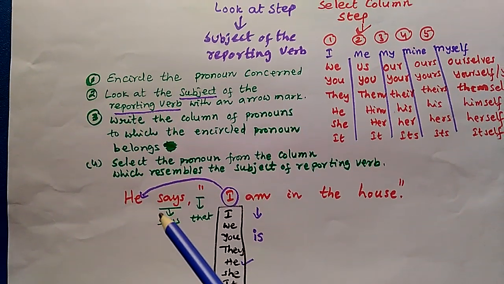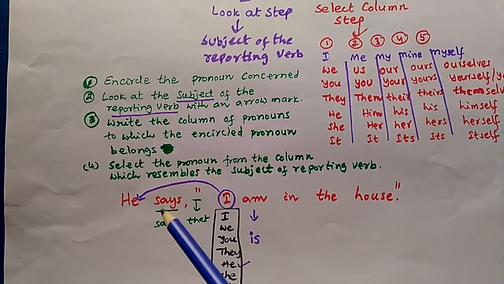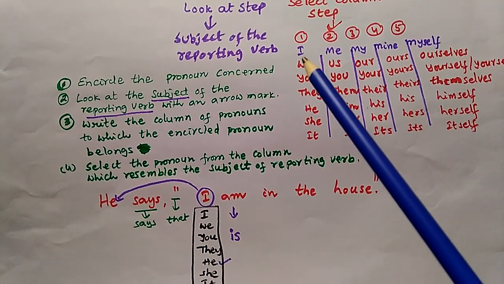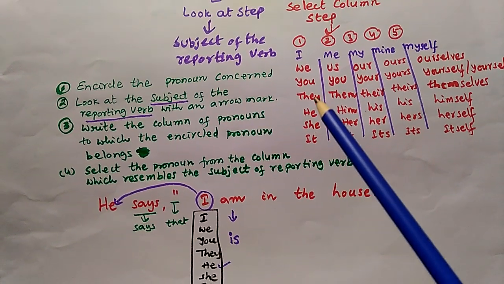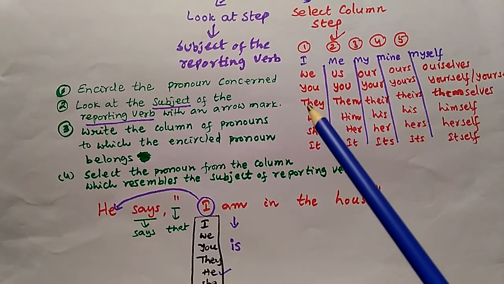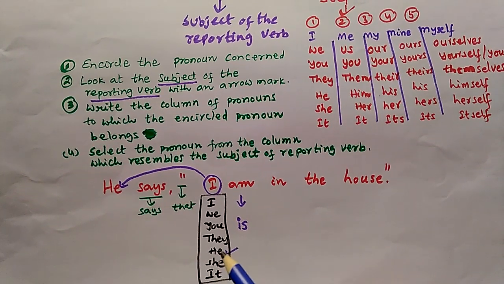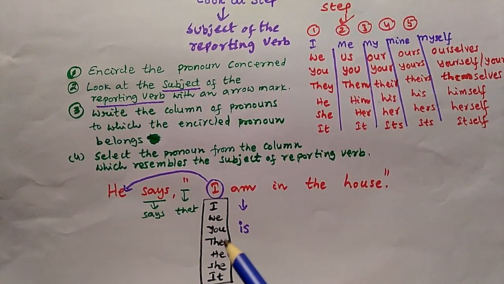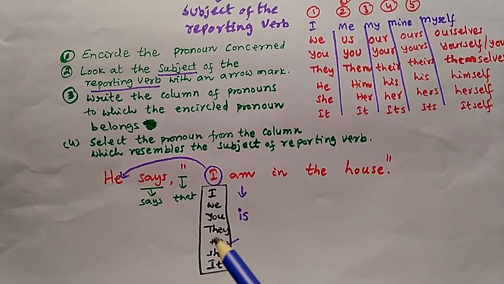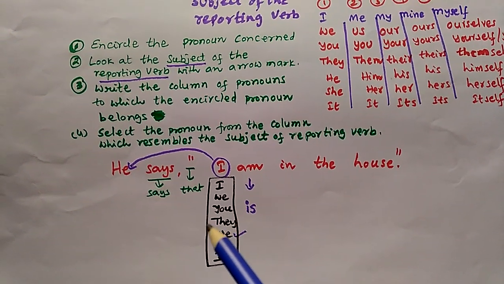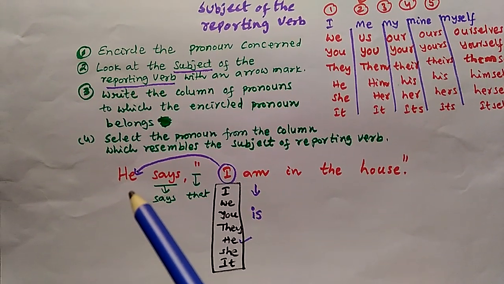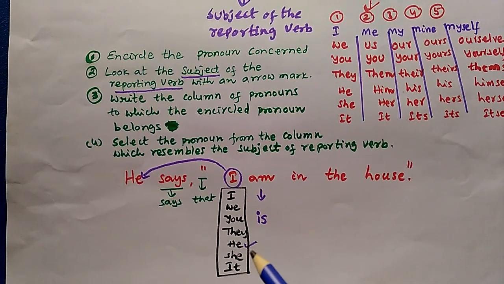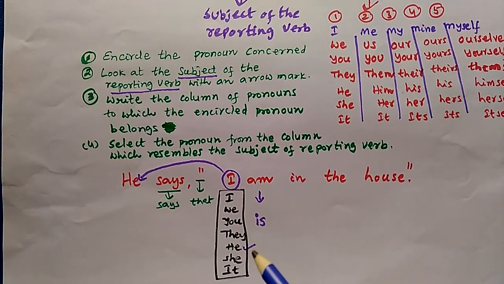And next one, write the column of the pronouns to which the encircled pronoun belongs. You might have seen this I belongs to column number 1 because I is here. So this column is to be written here. This is the third step. And fourth step, we have to select out of the pronouns in this column the one which resembles the subject of the reporting verb. Here the subject of the reporting verb is he. We have to find whether he is there in this column. He is here. We put a tick mark. That means he is to be selected.